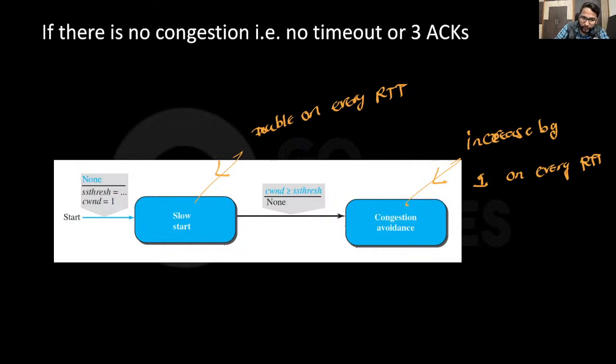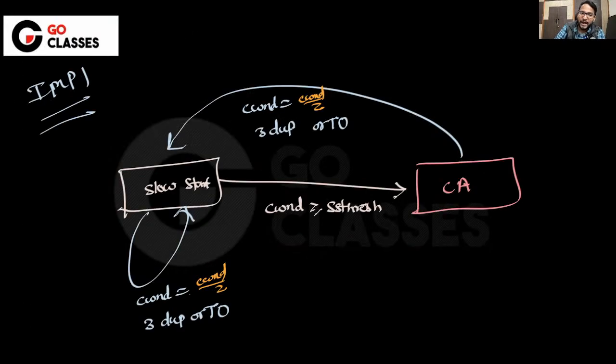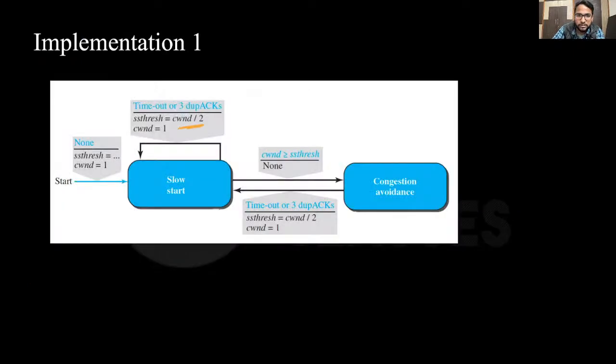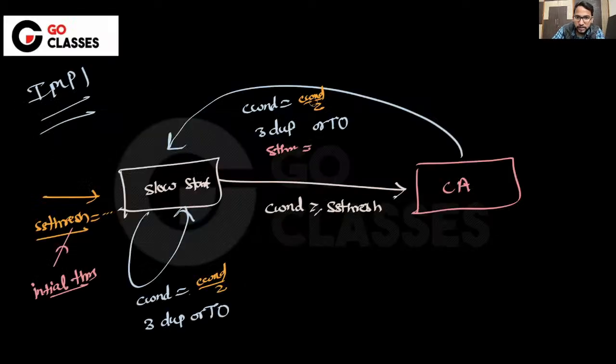So understand very clearly that here I have the threshold to start with, the slow start threshold, SSTH. Then what is the initial threshold? This is called the initial threshold, whatever threshold I'm setting. So here I have this diagram. Sorry, I made a mistake. This is the threshold. I'm sorry about it.